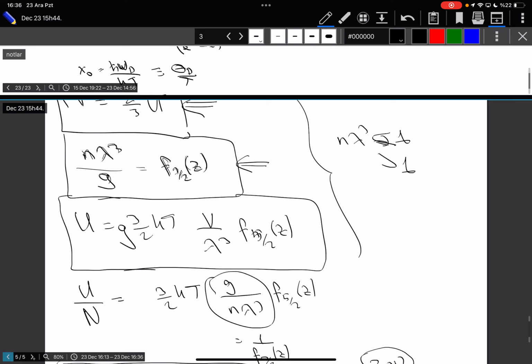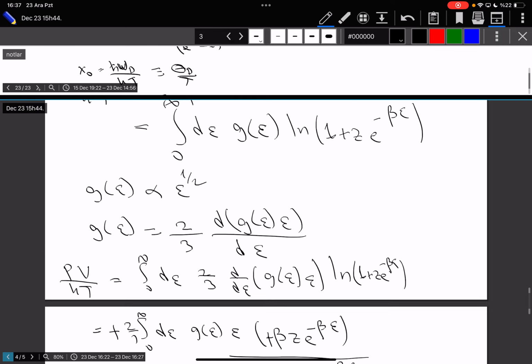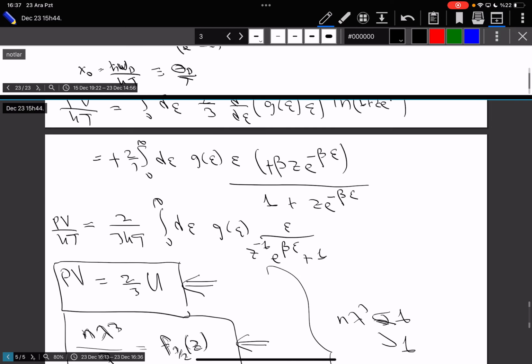At least this criterion of n lambda cubed being much larger than 1 or much smaller than 1 appears in every system, in fermionic systems and in bosonic systems. In bosonic systems, we basically had the same equation. The only difference being we didn't have the f 3/2, but g 3/2. And the only difference in their definition is the sign of the 1 in the denominator here. So we basically have the same problem.